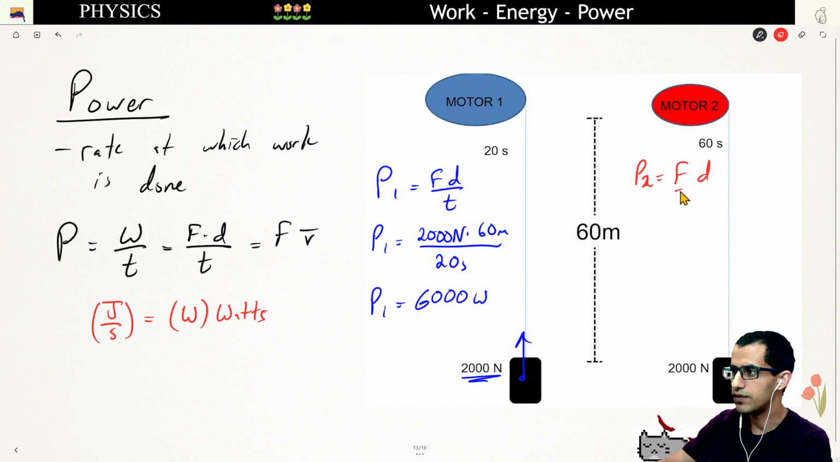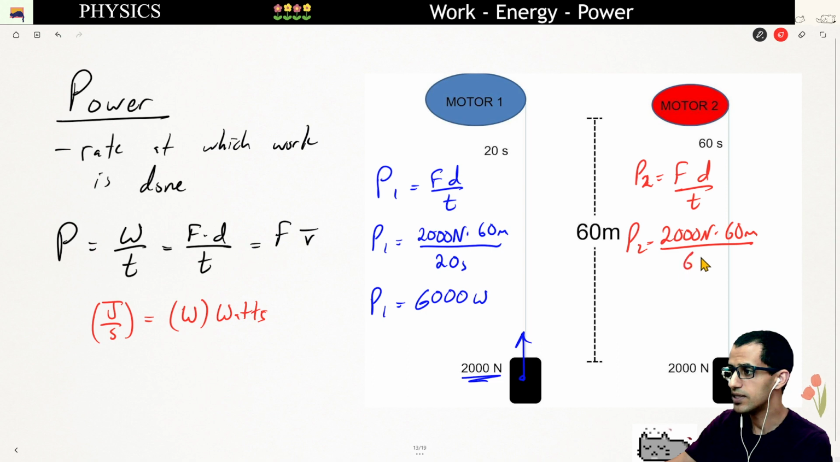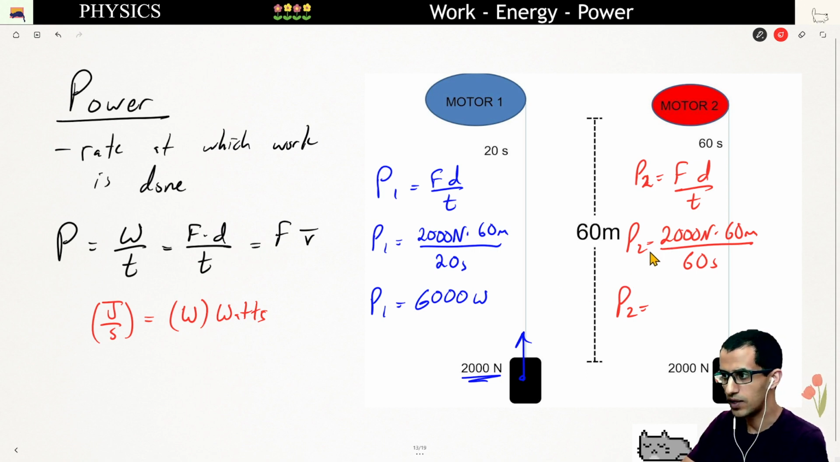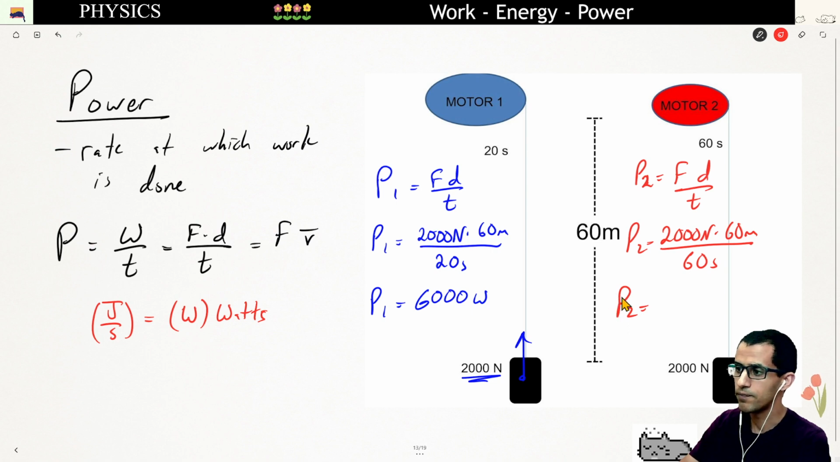The power rating for motor number two is very similar, Fd over t. That's going to be 2,000 newtons times 60 meters over 60 seconds. The numerator is the same. Both motors do the same amount of work, but motor number two takes much longer. It takes 60 seconds instead of 20 seconds. So since it takes 3 times as long, it's going to be outputting 3 times less power. So the answer is going to be 2,000 watts.